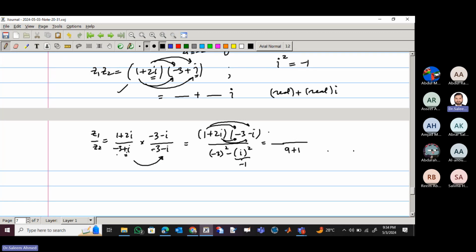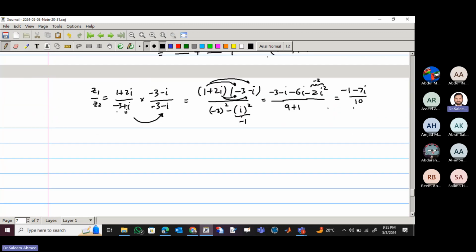This is 1 into -3, 1 into minus iota. This is minus iota. Then 2 iota into -3 is -6 iota. 2 iota into minus iota is -2 iota square. -2 iota square is +2, right? So minus 3 plus 2 is -1. And minus iota -6 iota is -7 iota, divided by 10. This is what you got.